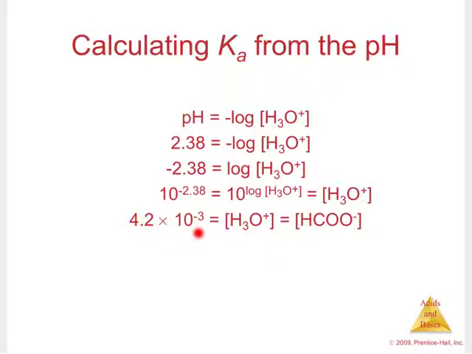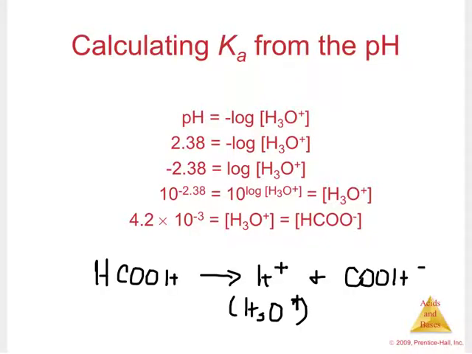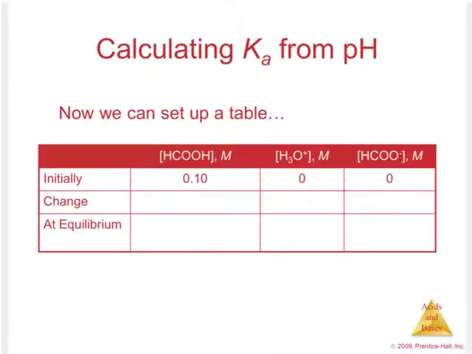And since for our acid, every hydronium ion that is formed from the dissociation of the acid is also going to form a formate ion. And so then the concentration of the hydronium ions will be equivalent to the concentration of the formate ions. So we need to use an ice chart, and from the problem we know that our initial concentration of the formic acid is 0.1 molar and our initial concentration of our products is going to be 0.